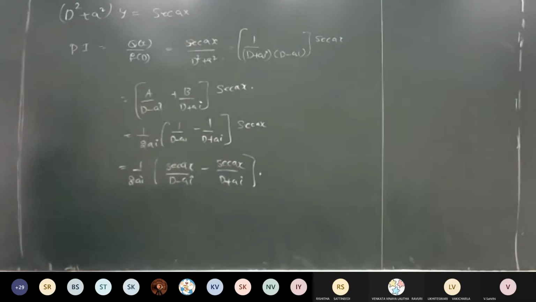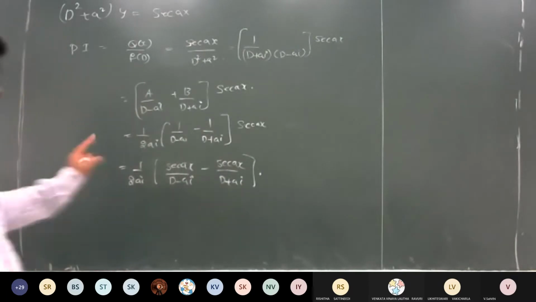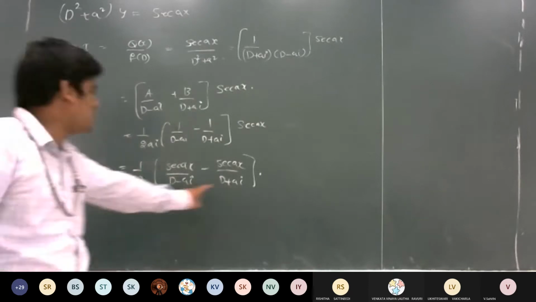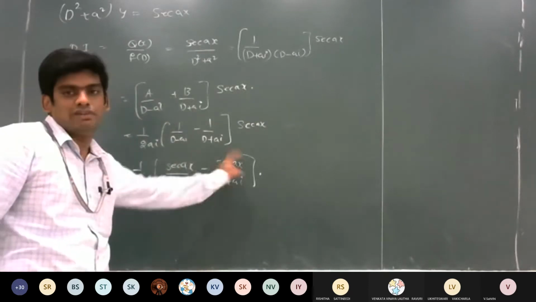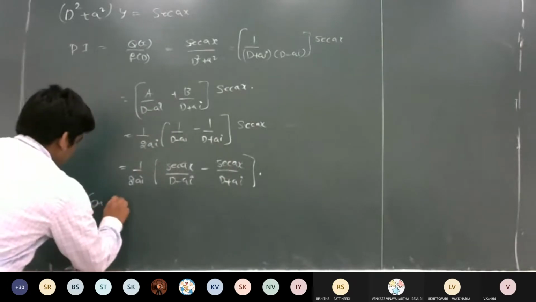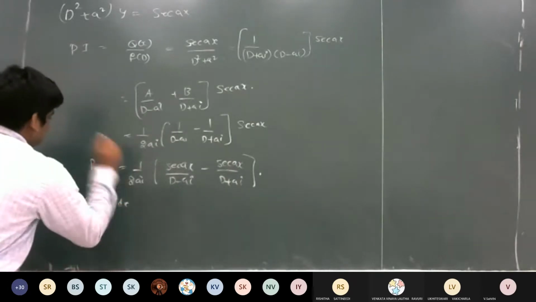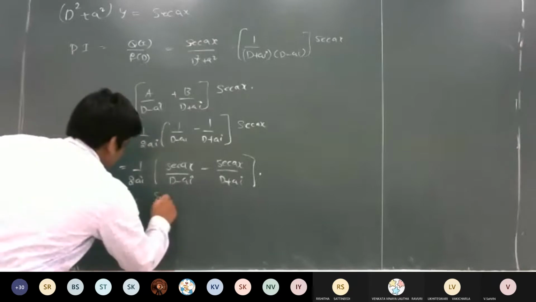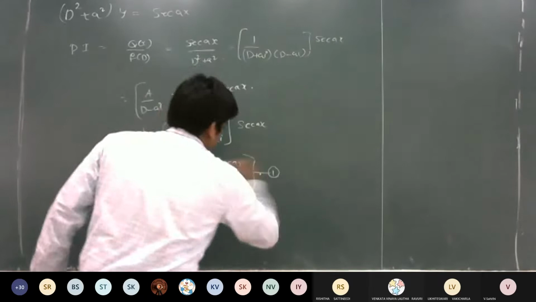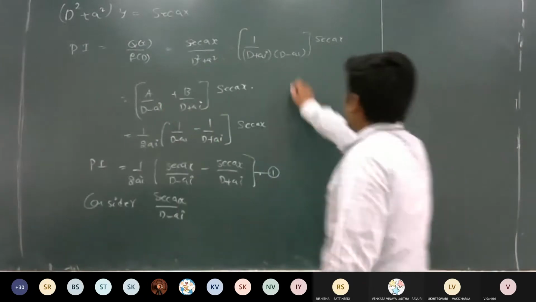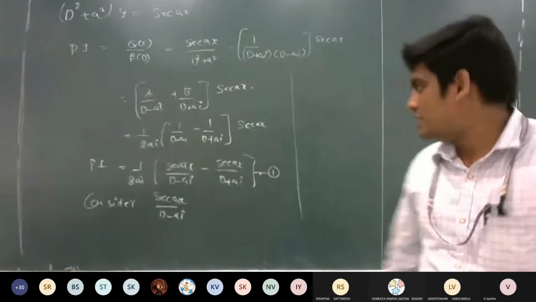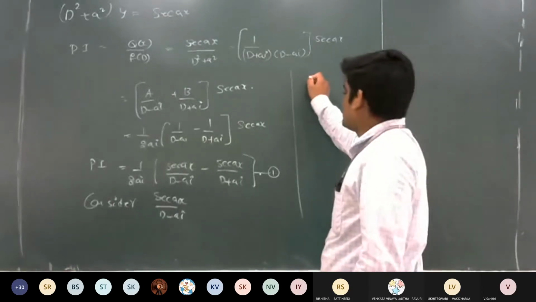Likewise with yesterday's problem, we consider one term, and based on that we just replace i by minus i to get the other result. So consider sec ax by (D − ai), and call it equation number 1. Now it is of the form Q(x) by (D − α), so simplify that one.